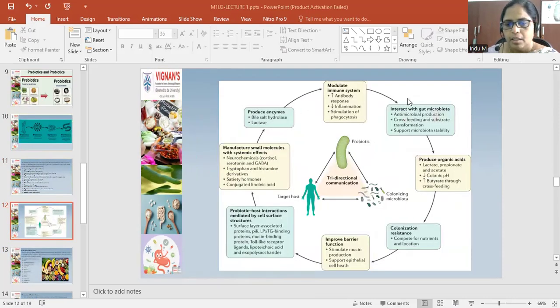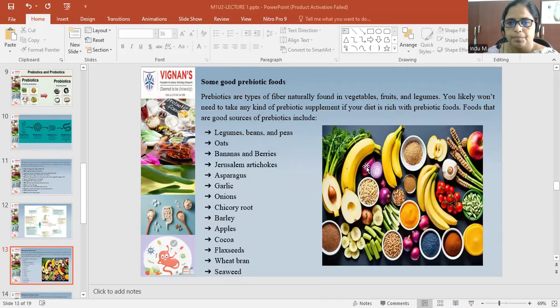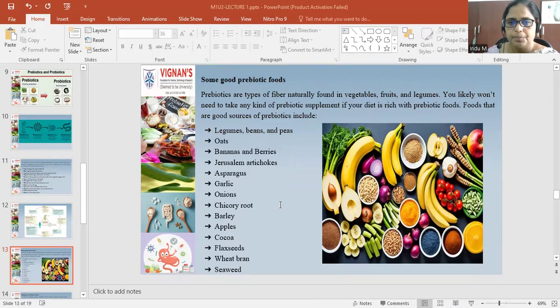Here you can see the various health benefits of prebiotics. Modulate immune system, interact with gut microbiota, produce organic acid, colonization resistance, improve barrier function, probiotic host interactions. Small molecules are produced with the systemic effects and produce the enzymes. Some good prebiotic foods are legumes, beans, peas, oats, bananas and berries, Jerusalem artichokes, asparagus, garlic, onions, chicory root, barley, apples, cocoa, flax seeds, wheat bran, and seaweed.